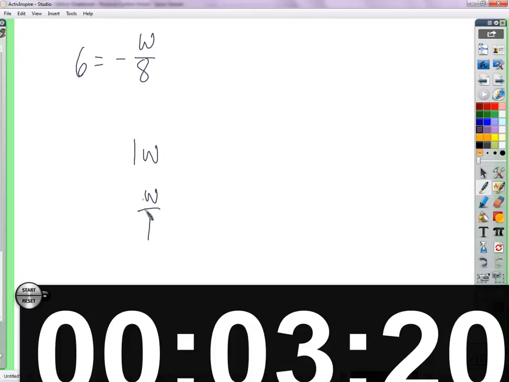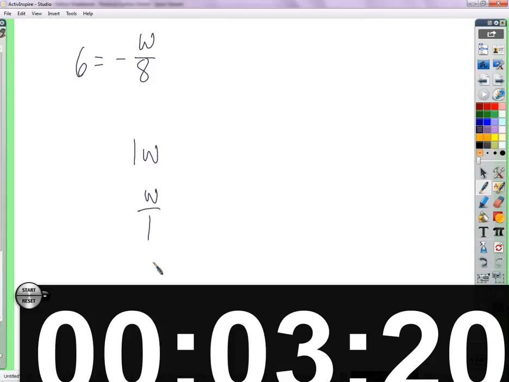I think some people will think of it this way, some people will think of it this way. Either way, if we can get either one of these, we'll be in good shape. Right now what we have is a negative w divided by 8. We want a positive 1 times w, or a w divided by a positive 1, however you want to think about all that. So let's just tackle each problem individually, like the negative. How do I get a negative to be a positive?